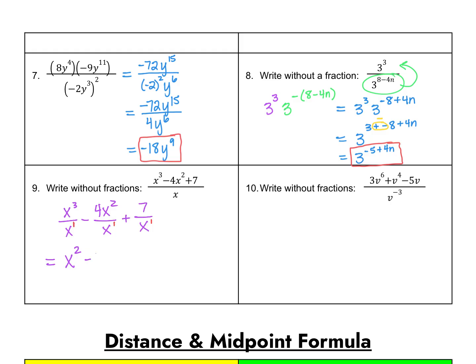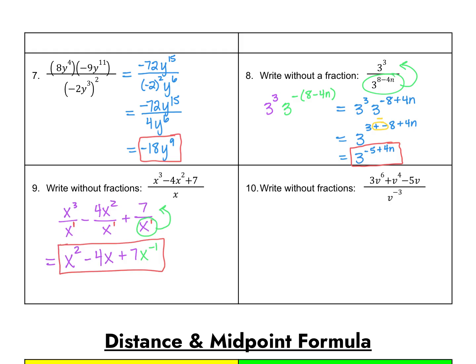Then we're going to keep our subtraction sign. 4x to the power of 2 divided by x to the power of 1. Subtract the exponents. We just have x to the power of 1, or you don't have to write it. And then last but not least, we have 7 divided by x to the power of 1. We can't subtract exponents because the 7 doesn't have an x. However, we can write it without a fraction by bringing the x to the top, aka taking the reciprocal. So this is going to be plus 7 times x to the power of -1, in order for us to not have fractions.